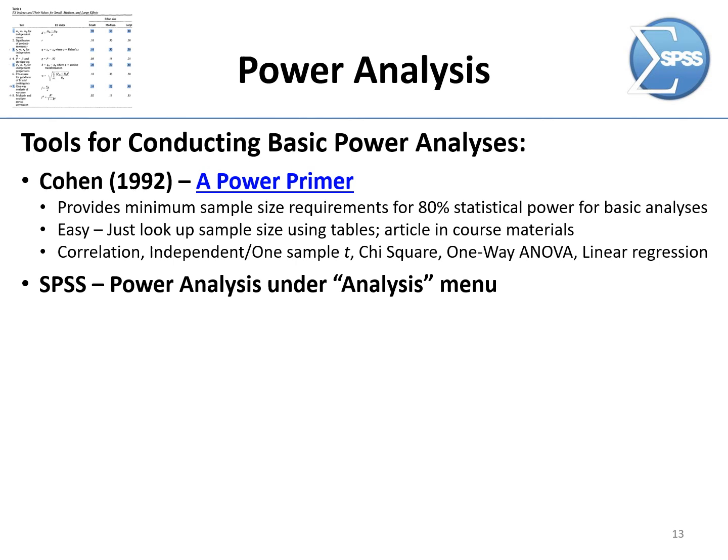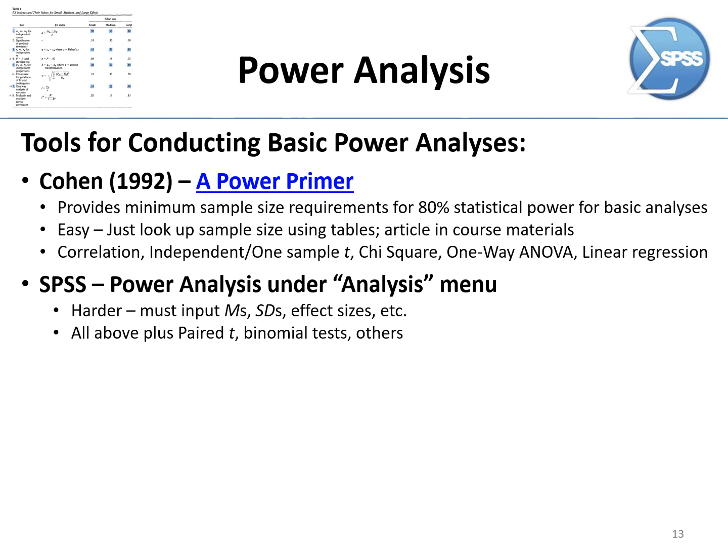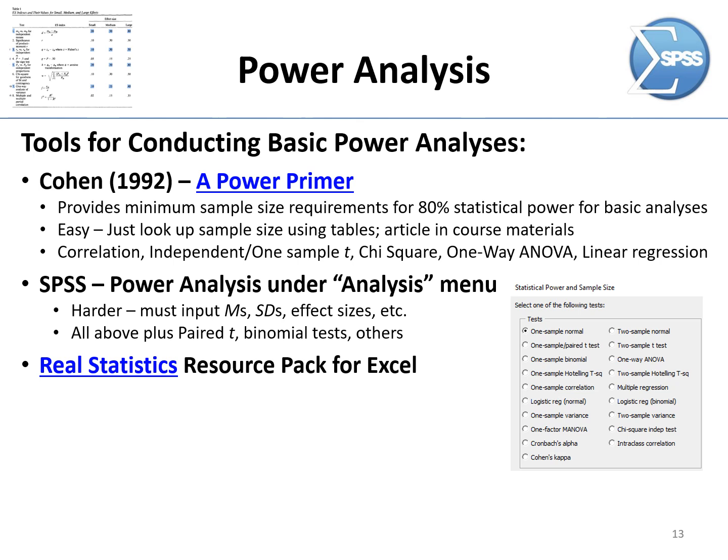If you want to do something with more flexibility, it turns out SPSS also has power analysis as one of its analysis choices under the menu. It is harder to use because you have to actually put in estimated means and standard deviations, for example, to get the effect sizes. It does, however, do all of the above that Cohen does, plus binomial test and some others. There's also the Real Statistics Resource Pack for Excel, which I use a lot.